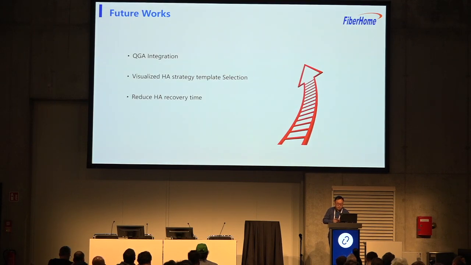So about future work of the solution, at the functional level, we plan to implement the integration of QGA and HA stack so that we can handle some faults inside the VM. And at the usability level, we also intend to graphically display the HA strategy template so that the admin can easily customize the required HA policy on the OM portal. And at the performance level, the recovery time needs to be reduced as much as possible.